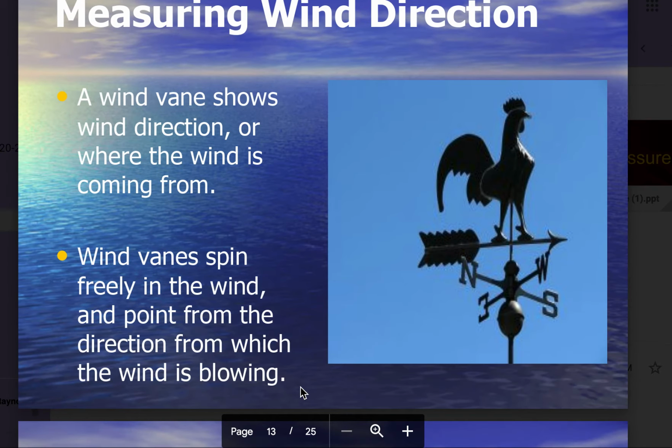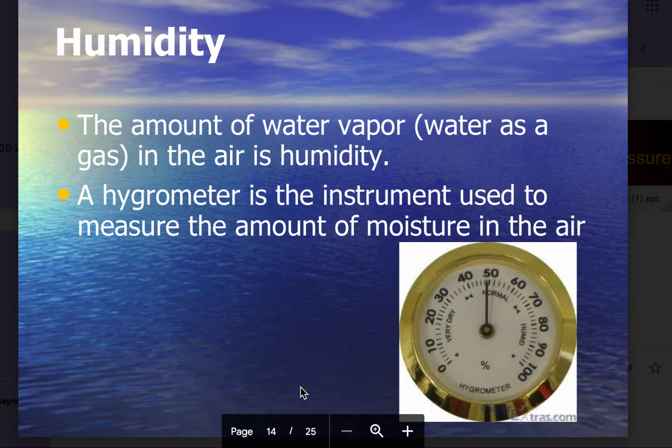Wind direction. You can use a weather vane, wind vane. You might have seen some of these before. We actually have one here in our courtyard at school that I got for us. It looks just like this, actually. So it's going to tell you which way the wind is blowing, what direction.